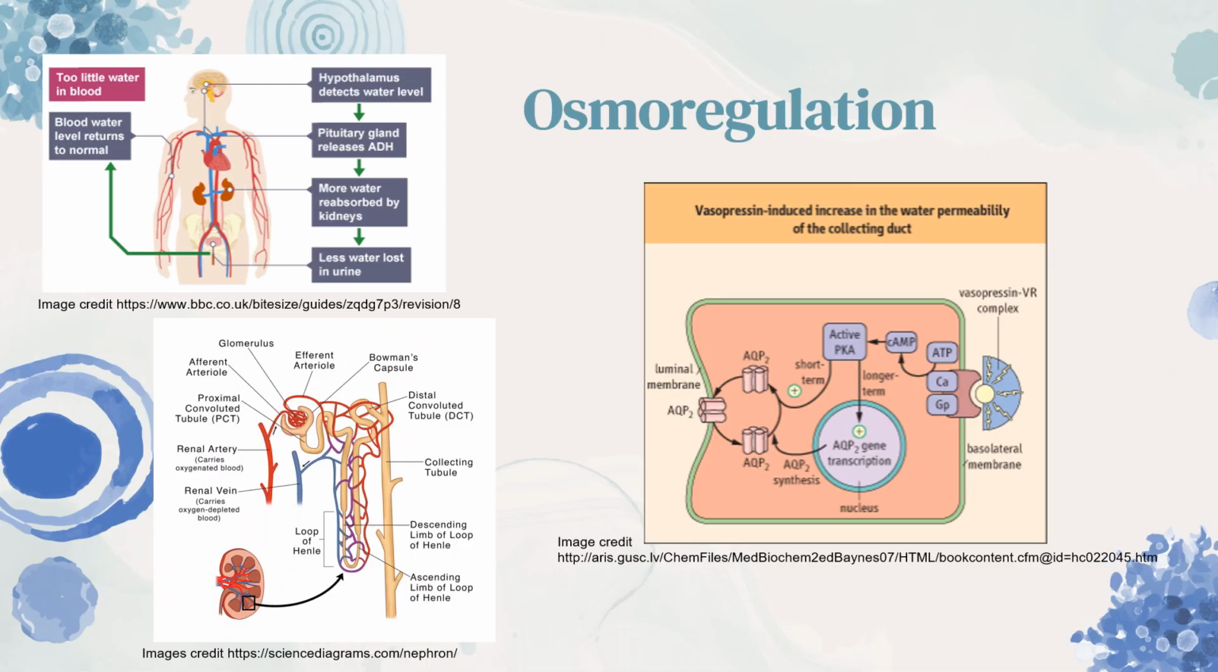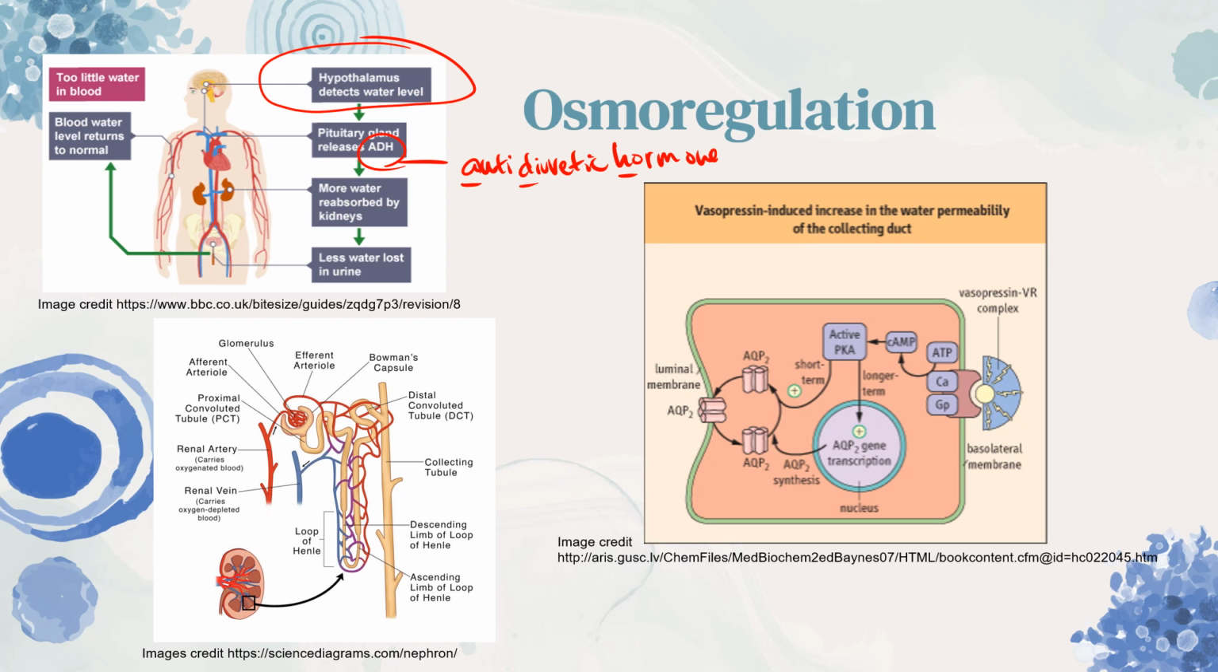But what if we are not drinking enough water? Well, then our hypothalamus is going to notice that we have a low water level, and the hypothalamus is going to make this hormone called antidiuretic hormone, also called ADH. The hypothalamus makes it, sends it to the posterior lobe of the pituitary gland. The pituitary gland is going to release it.